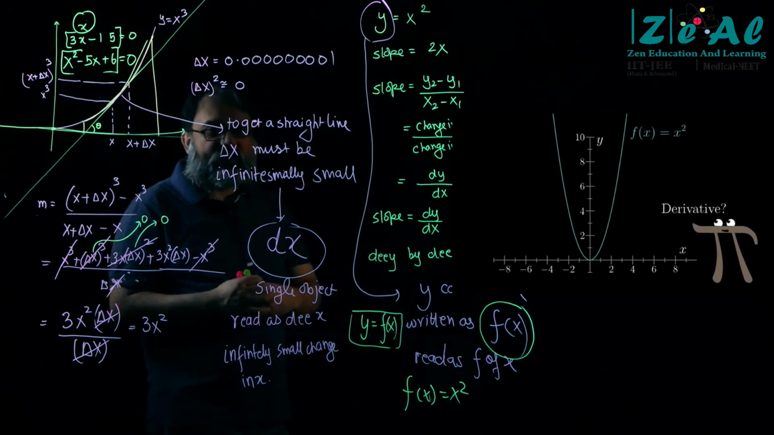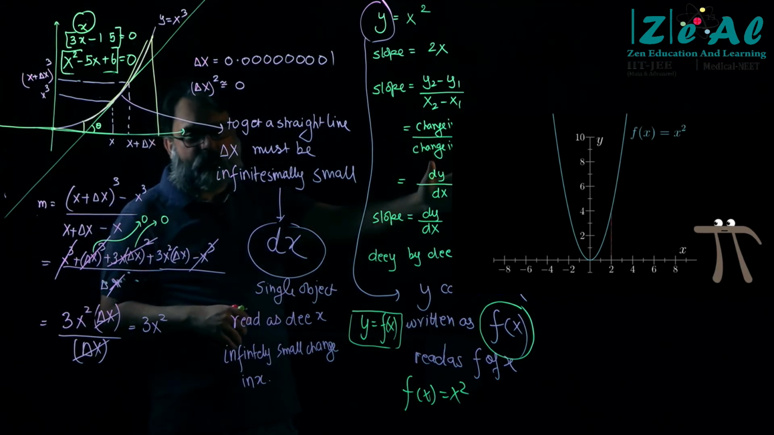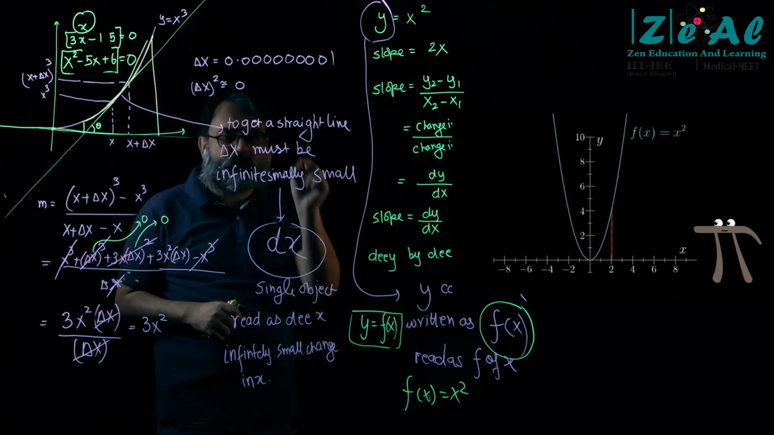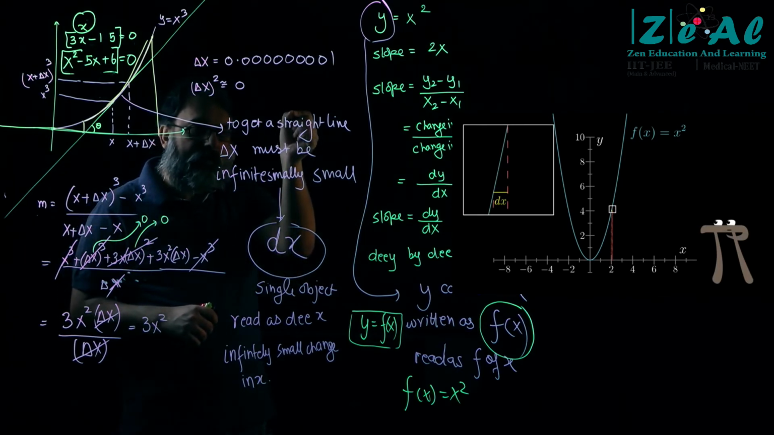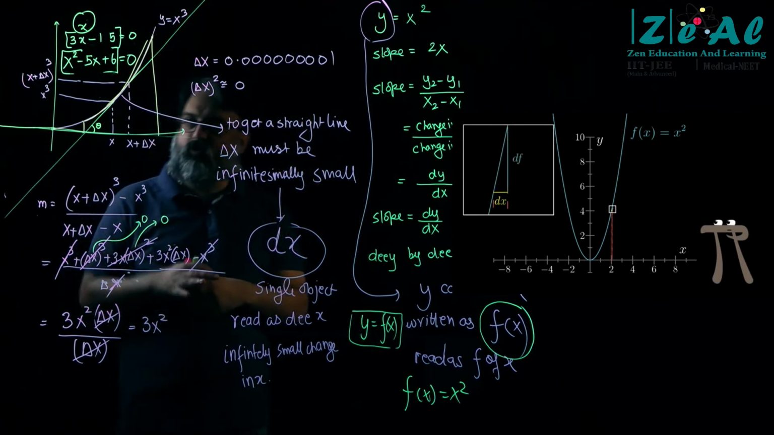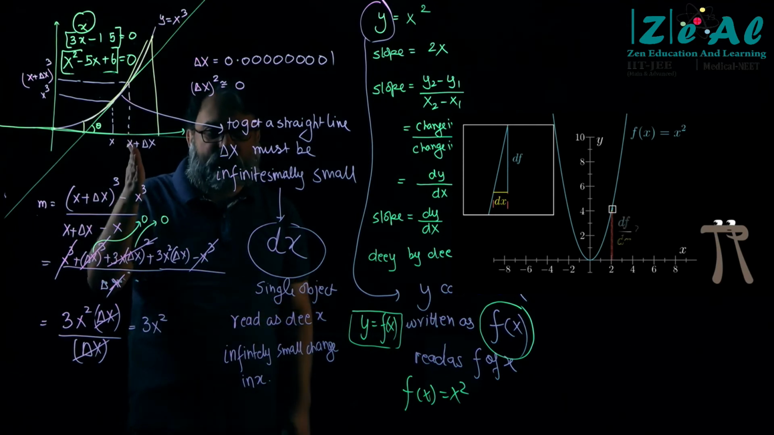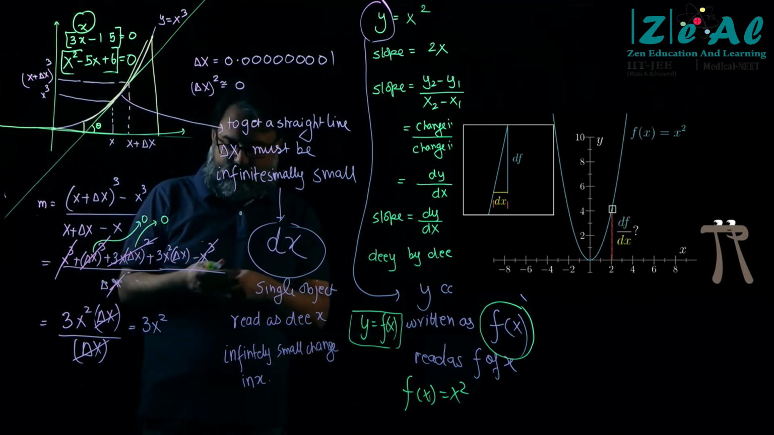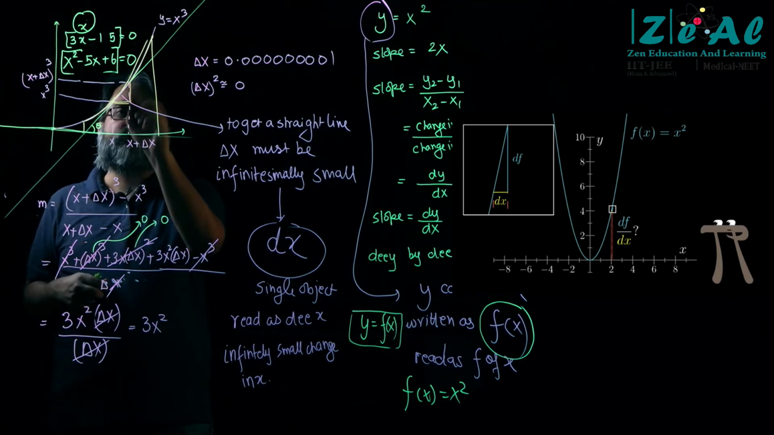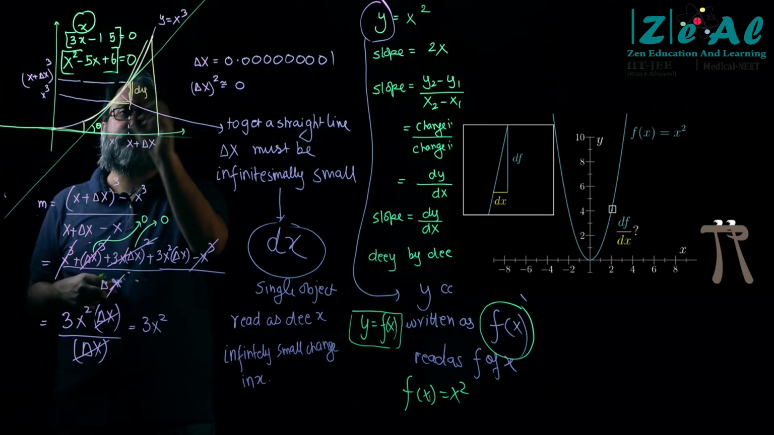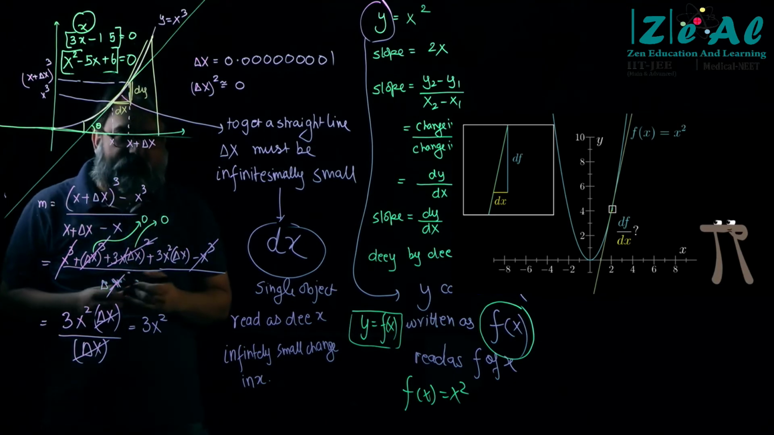So this is the graph of y is equal to x square, and we want to find the slope. What we do is that around 2 we draw two very fine lines, which I have drawn here: x and x plus delta x. This is the dx and this is the dy. This is the change in y, this is the change in x.